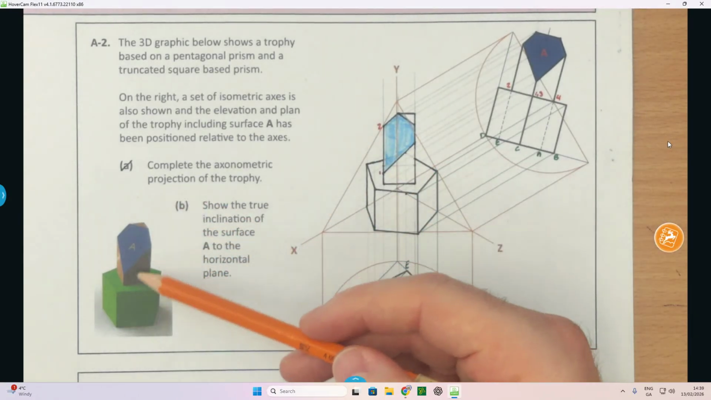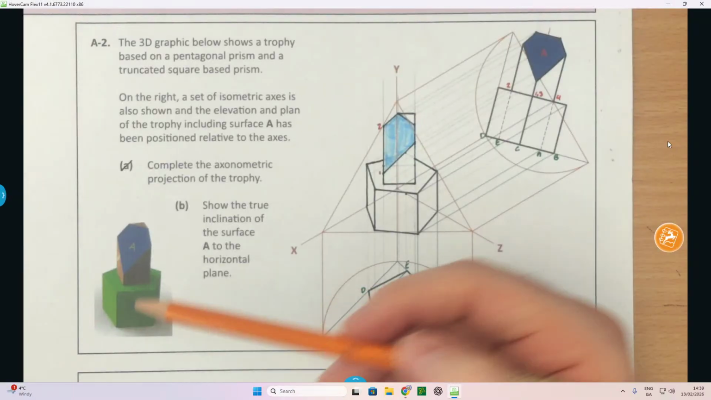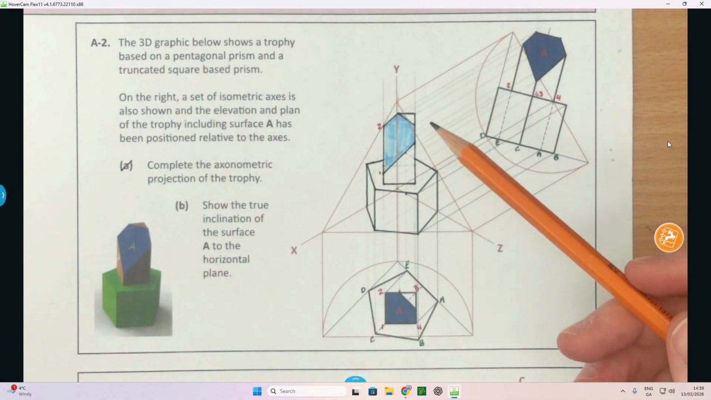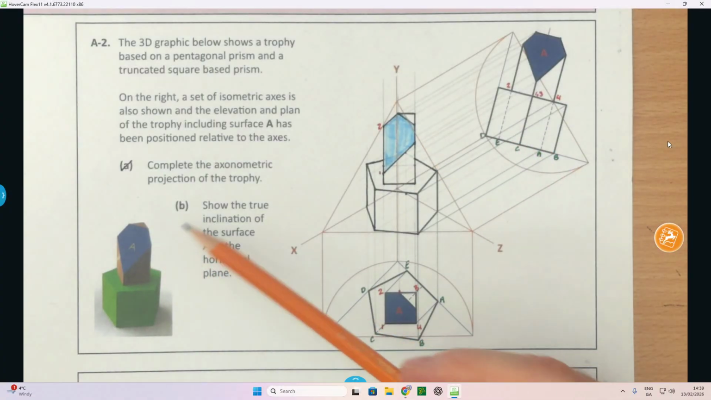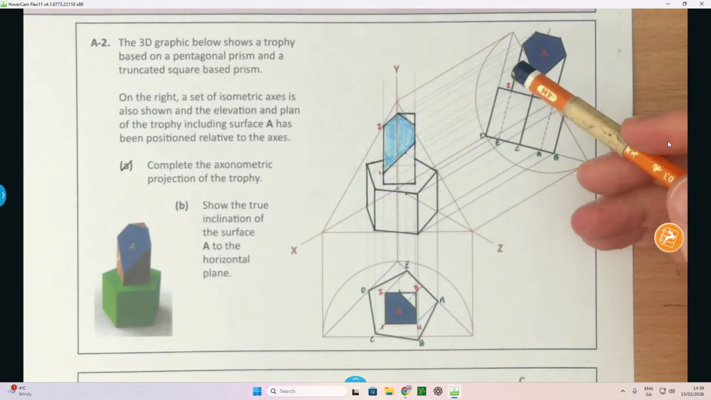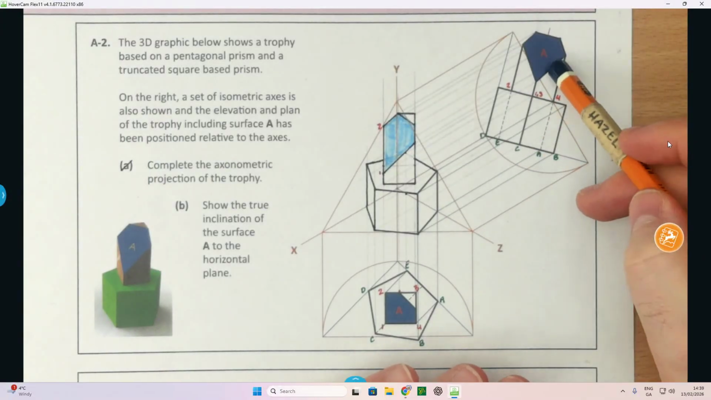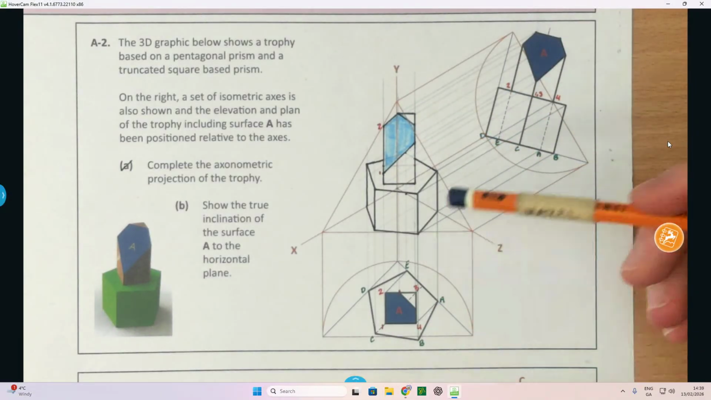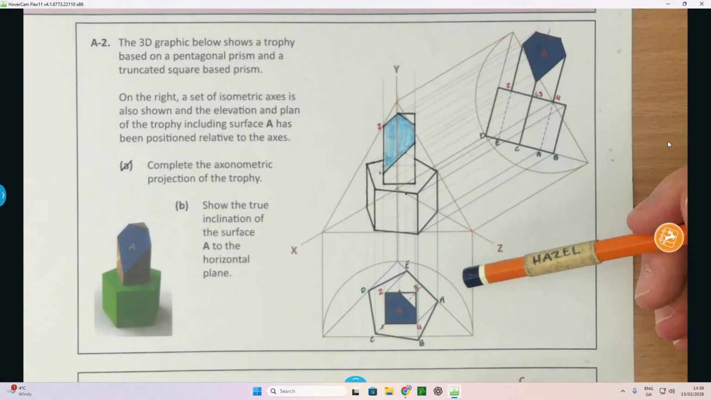Essentially they're asking what angle that surface makes with the horizontal plane, the ground, or any flat surface parallel with the ground. What we're getting at here is that we want to see that surface as an edge view. So even though we're in axonometric, this is an elevation, this is a plan. In any of these views, do I have a line that is showing a true length?